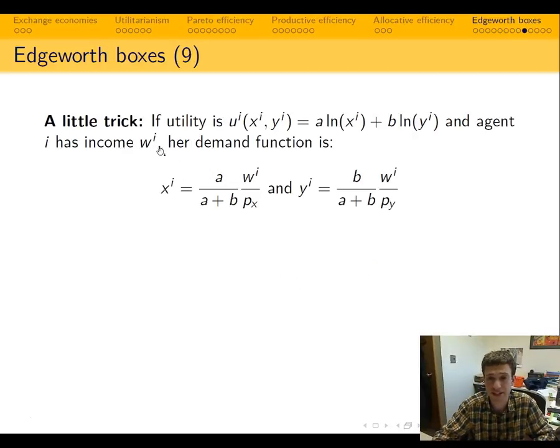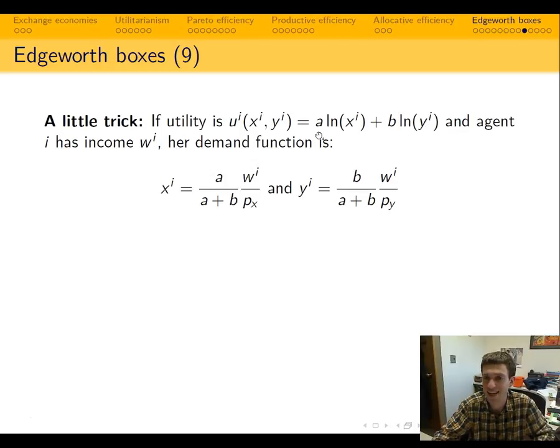Now, there's a little trick here. It's not difficult to derive. But if someone has a utility function that is a log x plus b log y, and they have income w, then it turns out their demand for x is a over a plus b times w over px, and their demand for y is b over a plus b times w over py. Now I would note, a and b here are just numbers, two positive numbers.